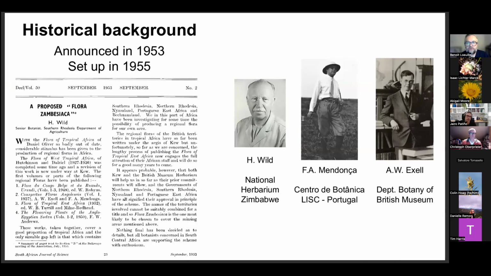Some historical background for this project. The idea is from Hiram Wild, who was working at the National Herbarium of Zimbabwe, then Southern Rhodesia. He published his paper in the South African Journal of Science to propose the idea of a Flora Zambesiaca. He came to Kew in the early 50s, and then he set up the agreement between different institutions, with Mendonça at the Centro de Botânica in Portugal, and with Arthur Exell at the British Museum.